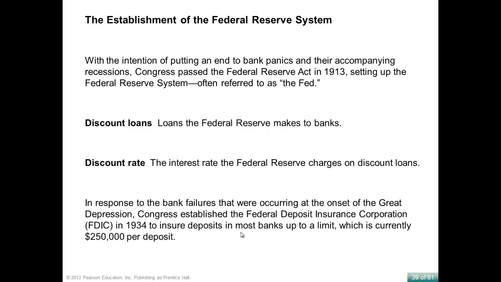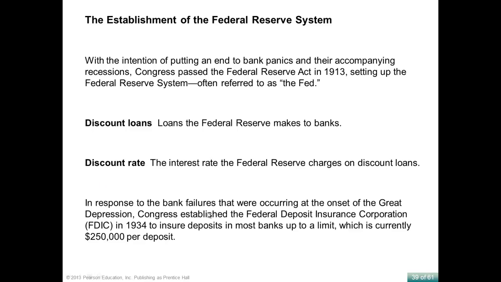With the intention of putting an end to banking panics and their accompanying recessions, Congress passed the Federal Reserve Act of 1913, setting up the Federal Reserve, also known as the Fed. Discount loans. This is the loan that the Fed makes to the bank. So you and I don't go to the Fed and borrow money. Our banks go to the Fed and borrow money, and the rate that they pay is a discount rate. This is the amount of interest that the Federal Reserve charges the bank.